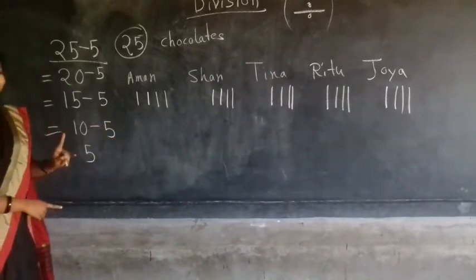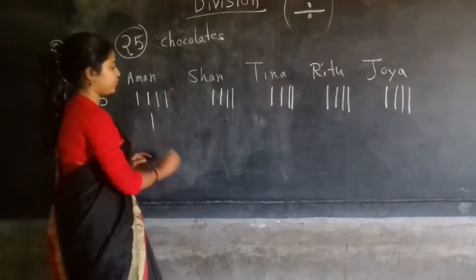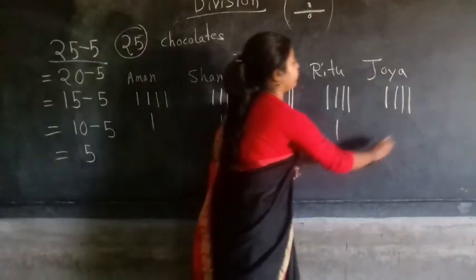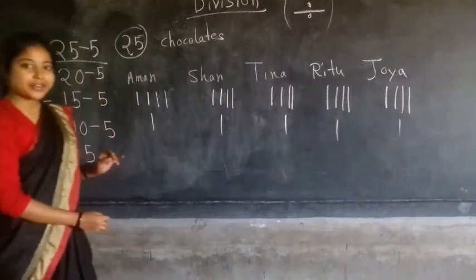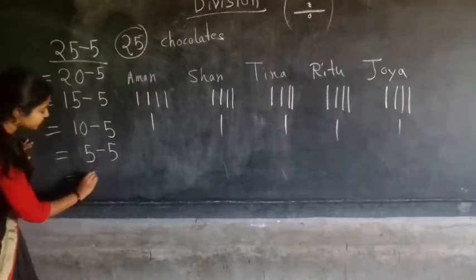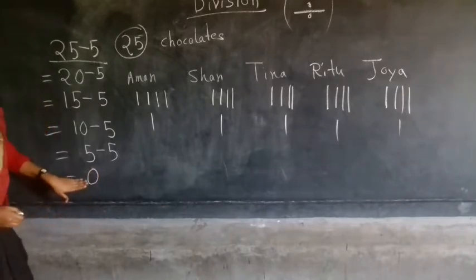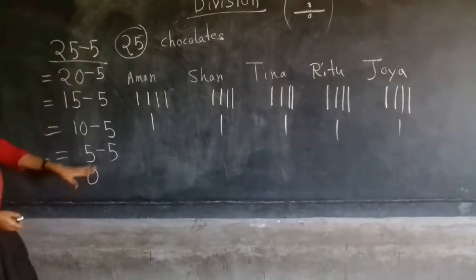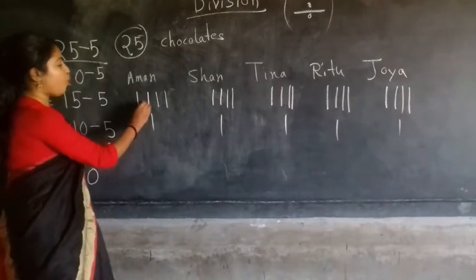So you can give another one, right? So here you will give 1, 2, 3, 4, and 5 chocolates. Now how many do you have left? If you subtract 5 from 5, you will have 0. Now you don't have any chocolate, right? So how many have you given to everyone?